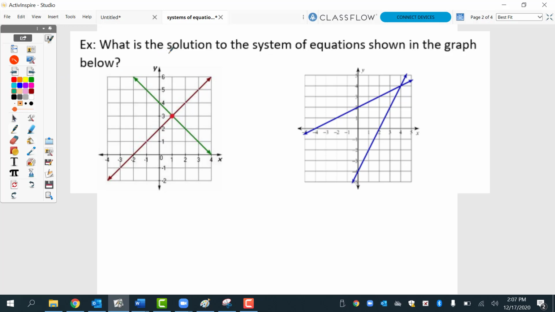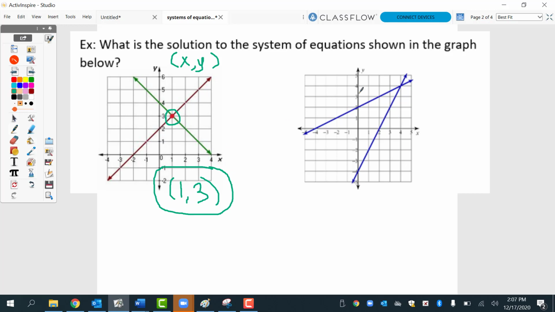On these particular ones, we're looking at, what is the solution shown in the graph? So the solution means I'm going to be writing in parentheses something, x comma y. And how do I know where the solution is? Well, it's wherever these lines cross. So I'm going to circle that. That's where the lines touch. What are the coordinates? I know I write the x number first. So this point is at positive 1, positive 3. So my solution is (1, 3). And that's the answer.